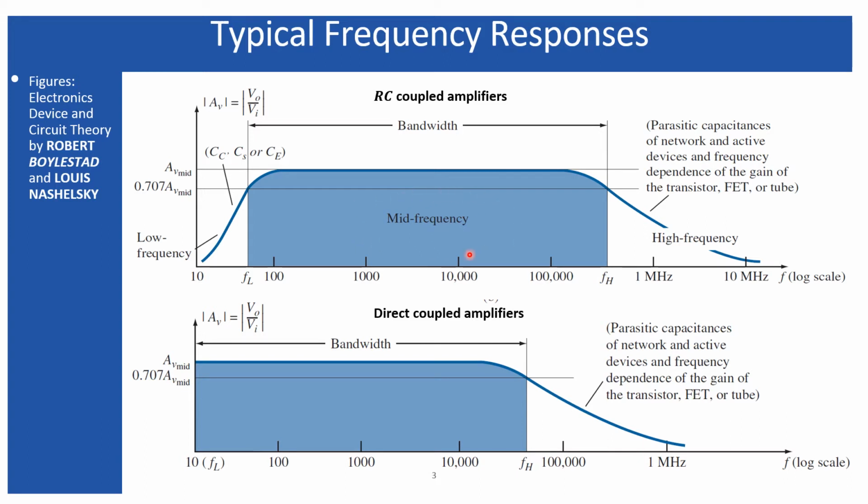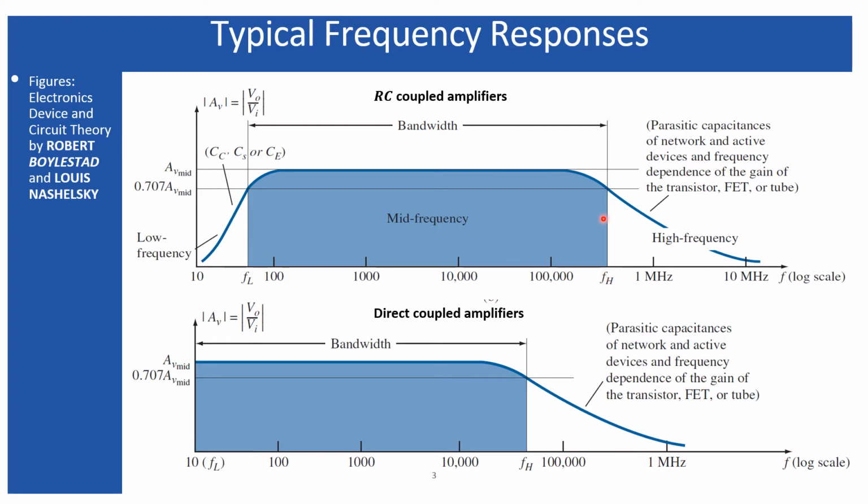So this is the mid band range of the frequency, and this gain AV mid is called the mid band gain, and you can see from here the 70% of the mid band gain is this one. At this point, the 70% of the mid band gain intersects this response, and if you extend that point on the x-axis, that means the frequency axis, that defines the lower cutoff frequency. And similarly, the intersection on the higher frequency side is called the higher cutoff frequency.